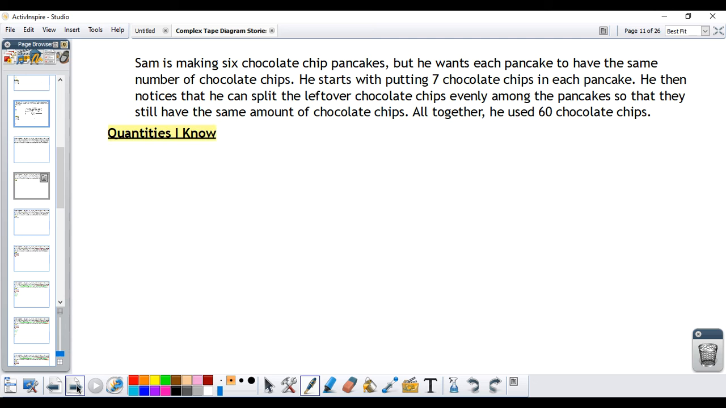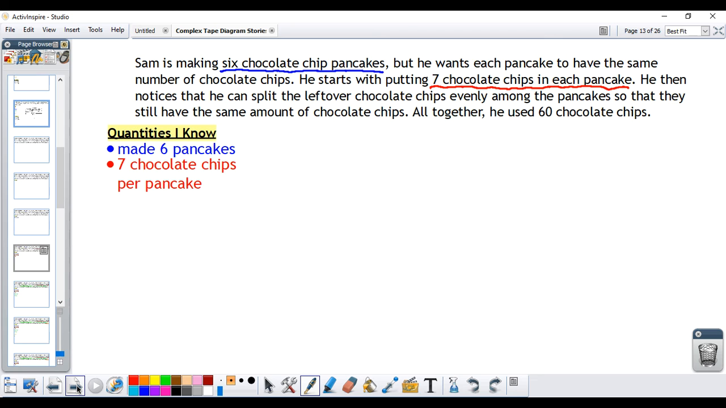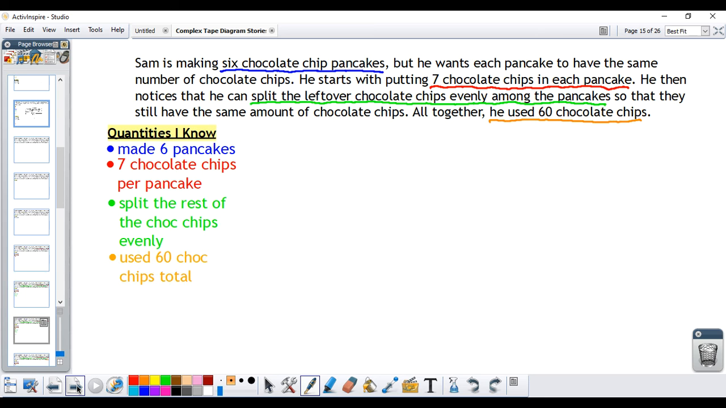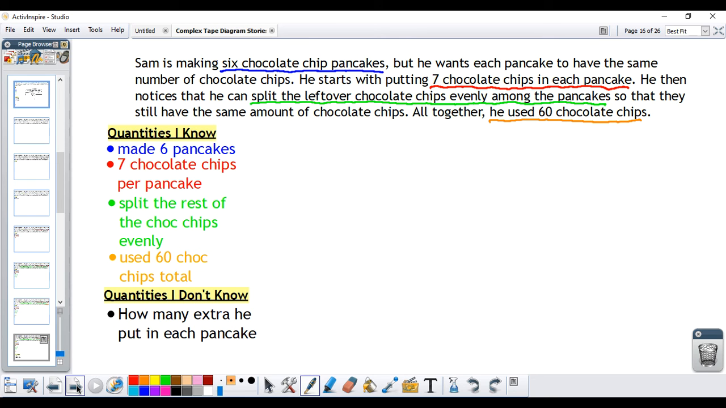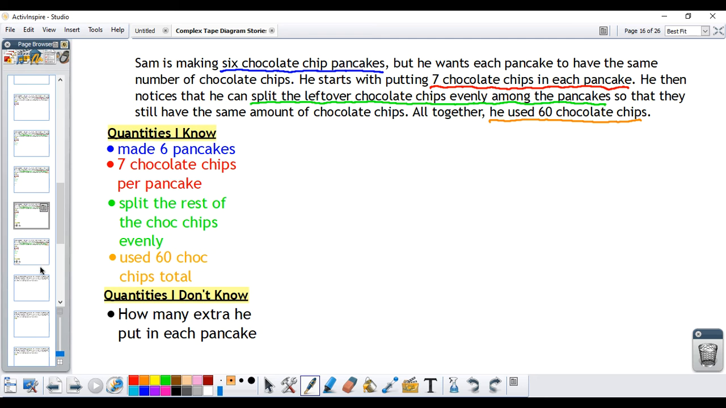So again, let's start with what we know. I know that he's making 6 pancakes. I know that he put 7 chocolate chips in each pancake. I know that he split the rest, the leftover, evenly among my 6 pancakes. And I know that he used 60 chocolate chips total. So I'm looking for all of the numbers that are in the problem to figure out what quantities I know. Now, what I don't know is how many extra he put in each pancake.